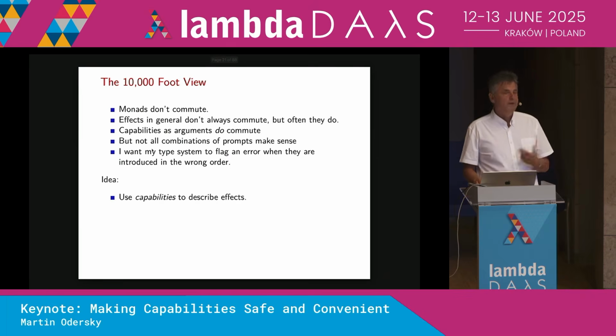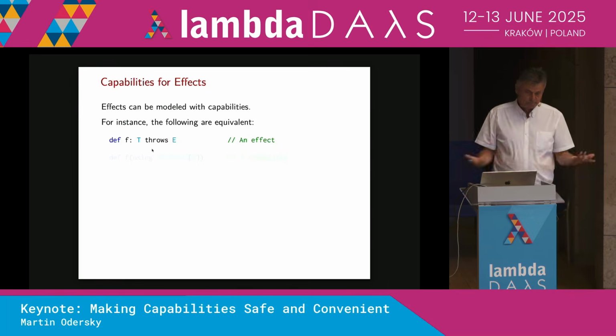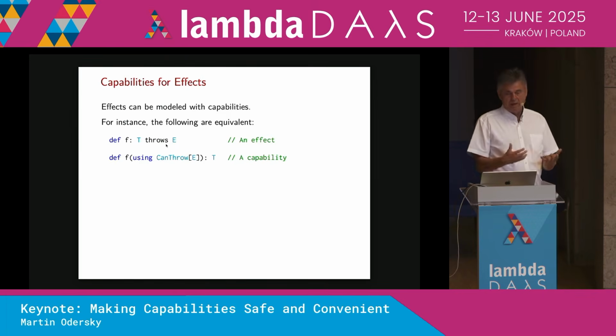And the idea here is we want to use capabilities to describe these effects. So if we do capabilities for effects, then the basic rules are quite simple. Here we see it in exceptions, which is a classical effect. To declare an effect, I would write def f, and it returns some T, and it throws an exception E. And I can also express that using a capability alternatively.